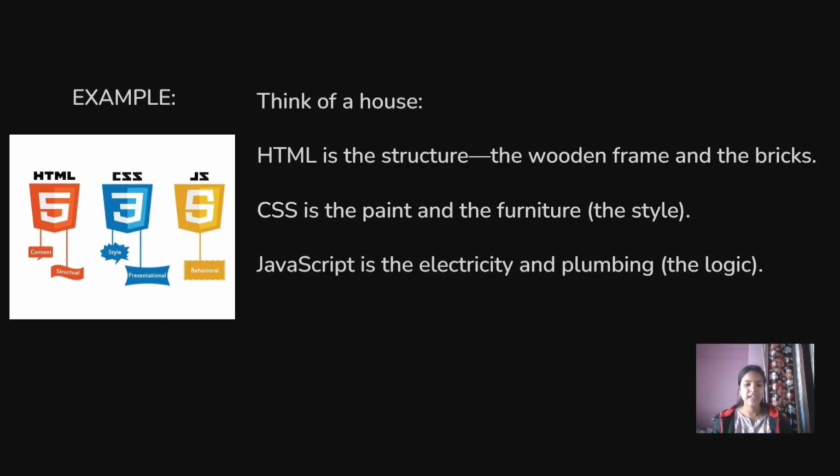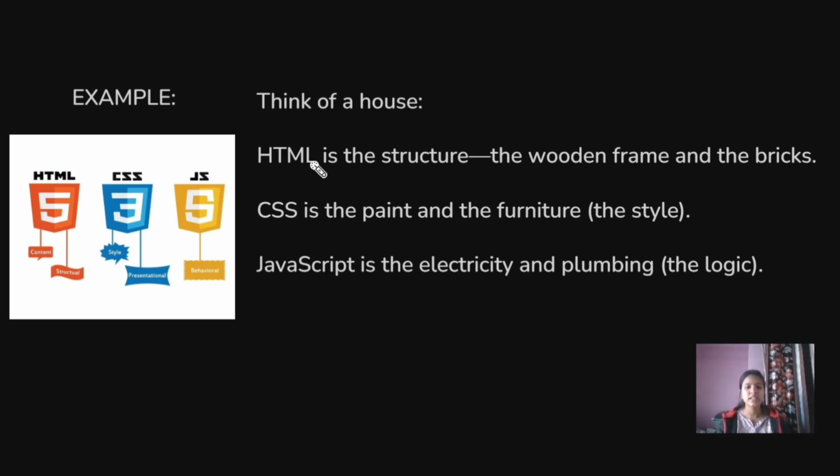So let's understand with an example. Think of a house. HTML is the structure, the wooden frame and the bricks. So basically first we structure the house, and then CSS is the paint and the furniture. Then we paint the house and set some furniture. And last is JavaScript, which is the electricity and plumbing. It means we connect the electricity, and when we tap the button, it performs this task.